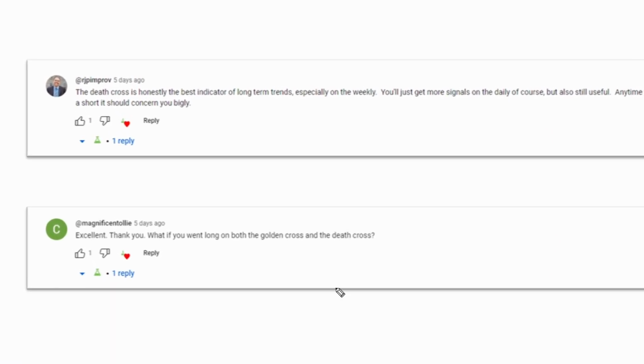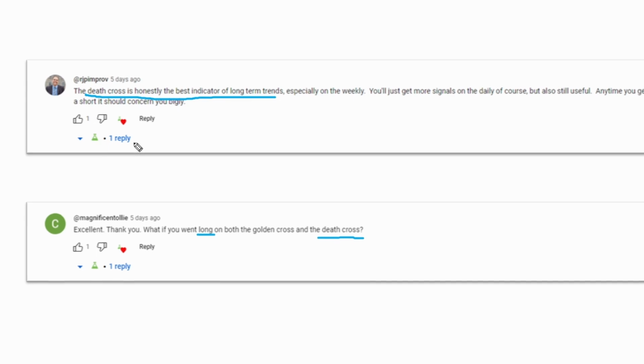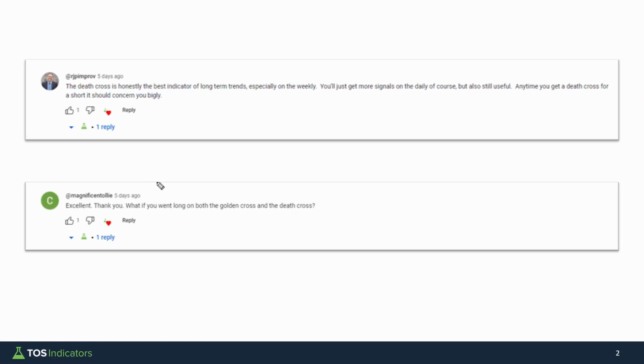Both of these ideas were around using the death cross as an actual long entry instead of a short side entry. You can see the consistent themes here, and this is something we can in fact backtest. So that's exactly what I went about trying to do, building our backtester to be able to backtest the golden cross versus death cross trading strategies for the long side entry only.